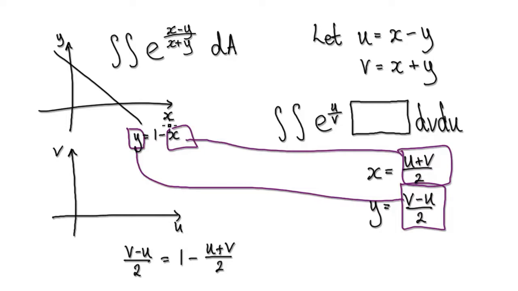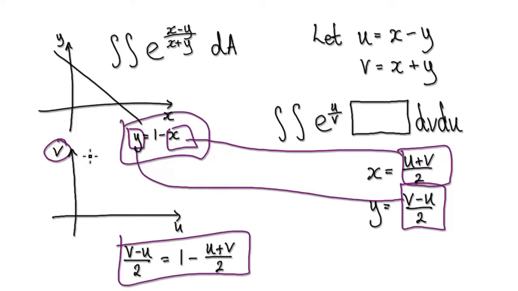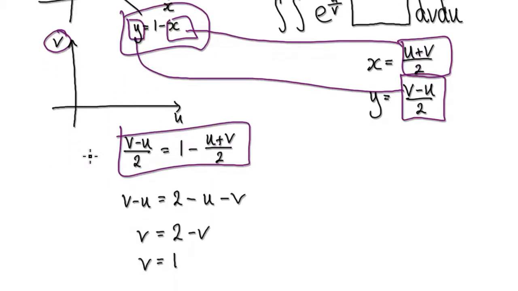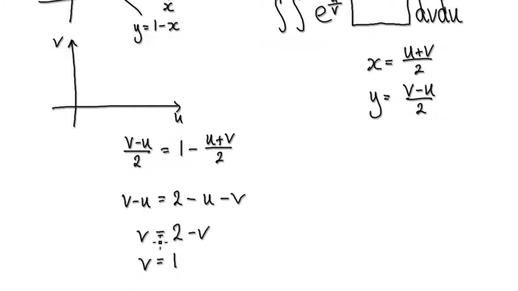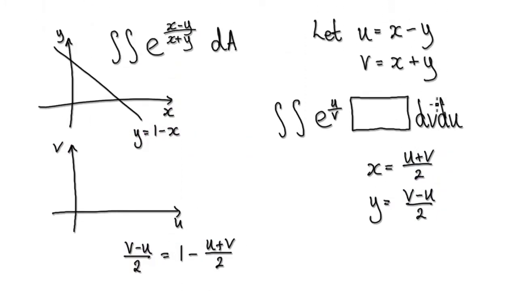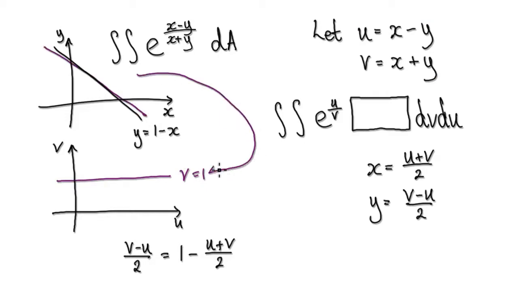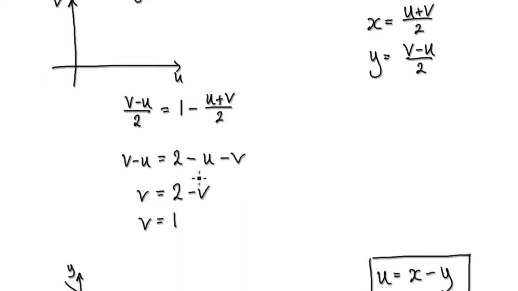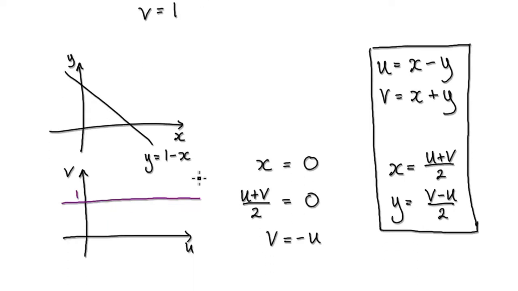That will give us, so this thing here will become this. Now make v the subject. Making v the subject will give us this. So v equals 1. So we know that under this transformation, this diagonal line becomes v equals 1. So this line gets morphed into this line here. So the next step is to consider another line.